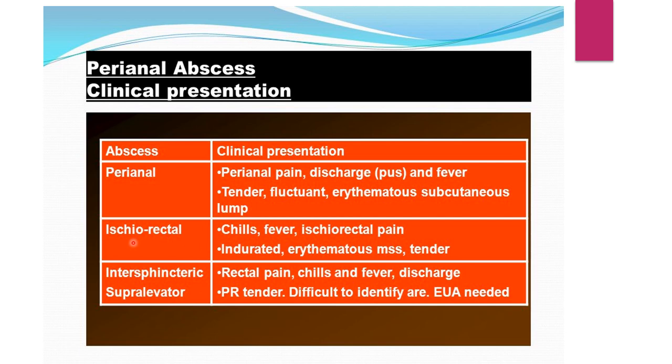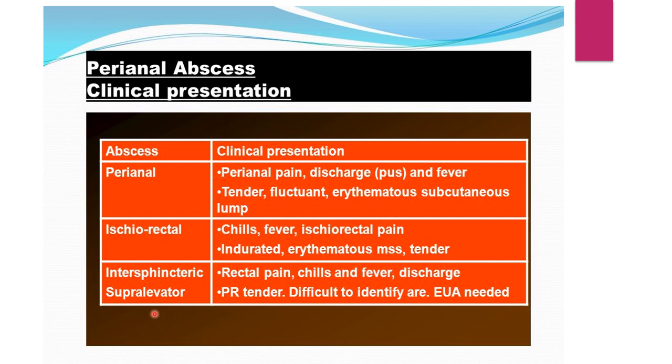The ischiorectal abscesses are slightly deeper in location. They may have chills, rigors and ischiorectal pain. Patient still complains of severe pain around the anus. But the induration and erythema, the mass, are much less prominent compared to a perianal abscess. Okay, there is marked tenderness, but not as prominent. The swelling is not so prominent.